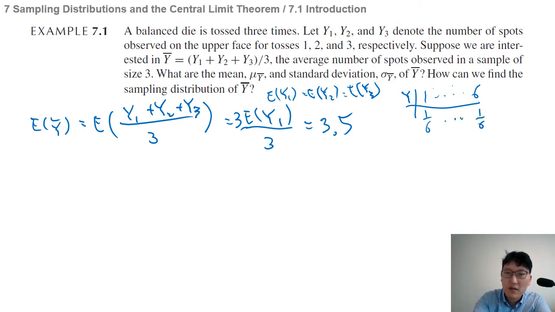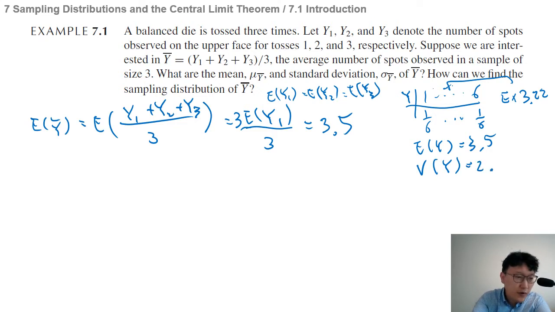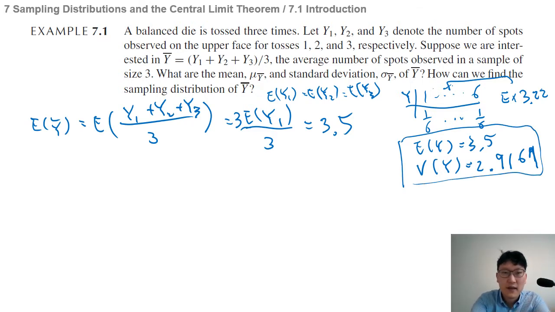And actually, Example 3.22 has this example. It calculated E of y is 3.5, and variance of y is 2.9167. Yeah, it was already calculated in the previous Example 3.22. So let's admit that this is already calculated, and let's move on.